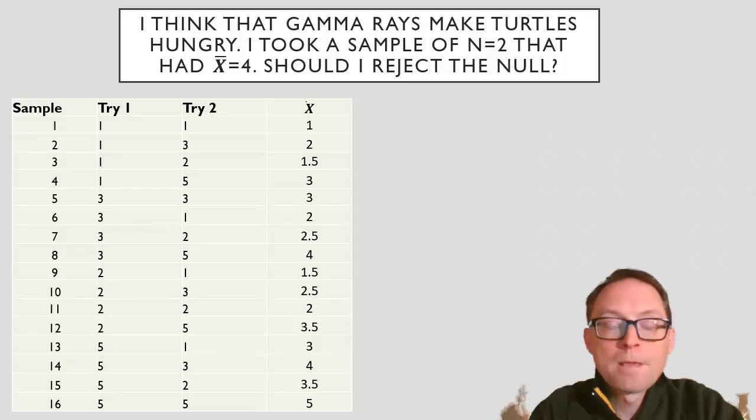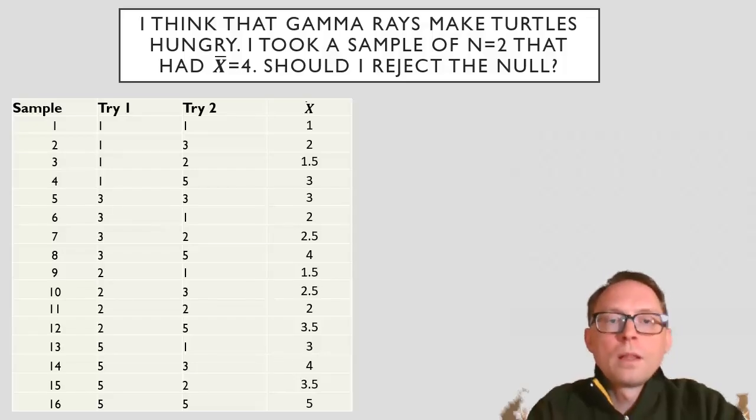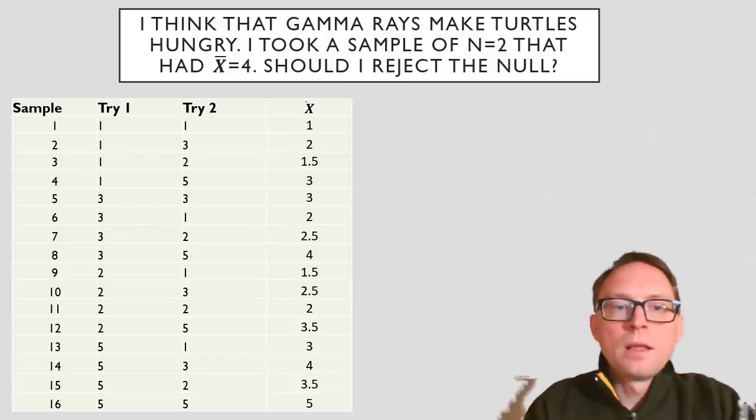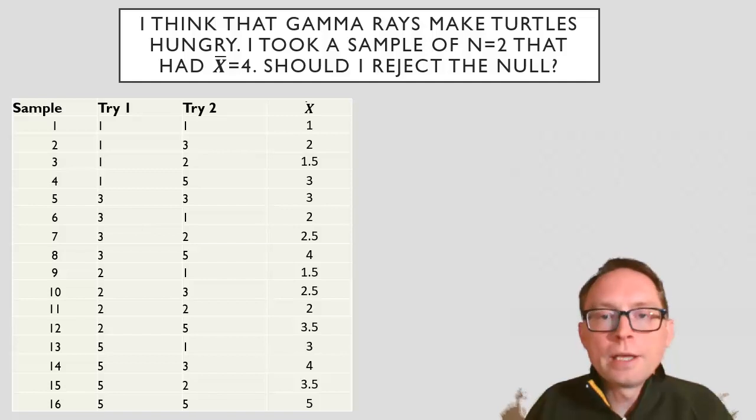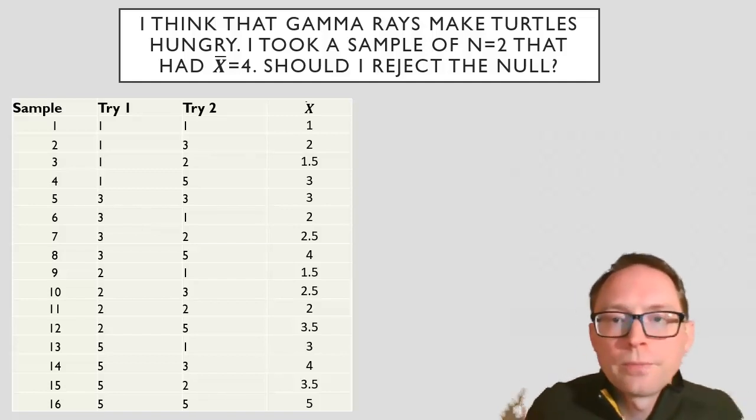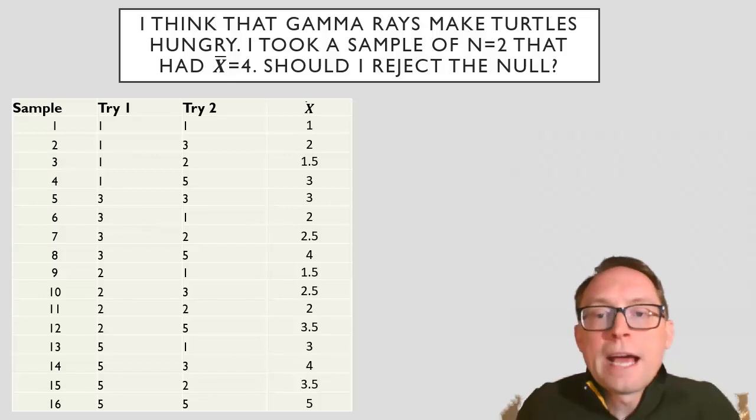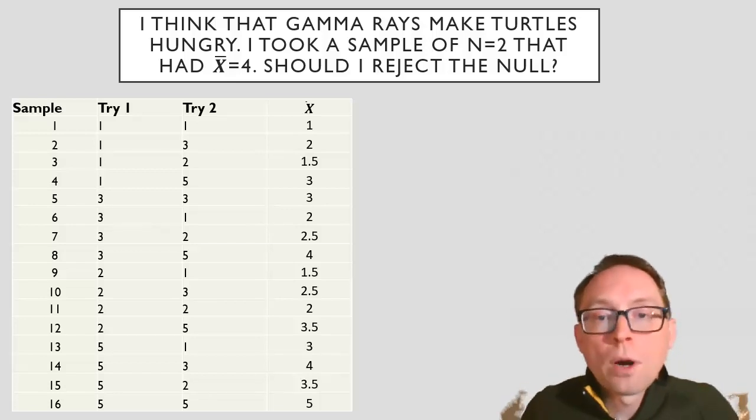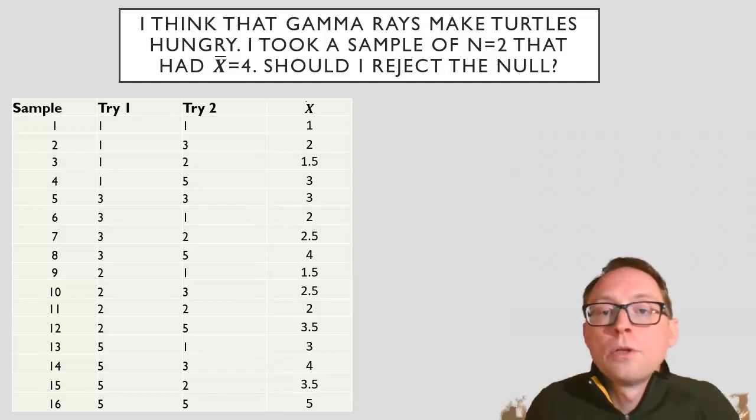So let's take a look and do the same kind of hypothesis testing. Let's say that I think that gamma rays make turtles hungry. I took a sample of n equals 2. That sample of n equals 2 that I took had a mean of 4. Should I reject the null?